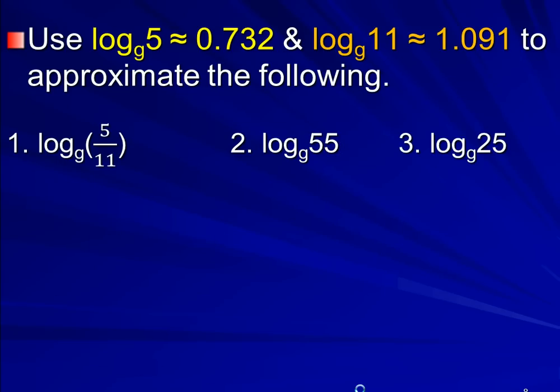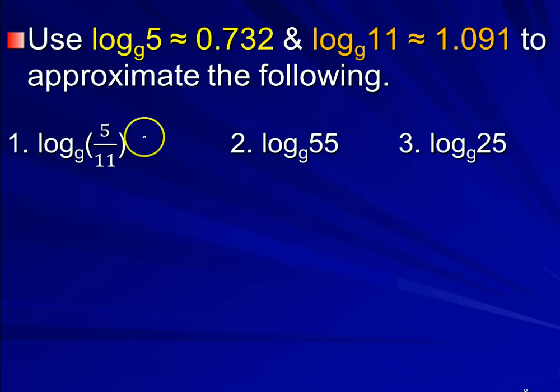Now, using those three properties I just talked about, and using the two definitions up at the top, log base g of 5, we're going to use as 0.732, and log base g of 11, we're going to use 1.091 to approximate the following. They don't want you to type this in your calculator. They want you to use the properties, type in the values that they gave you to get an approximate answer.